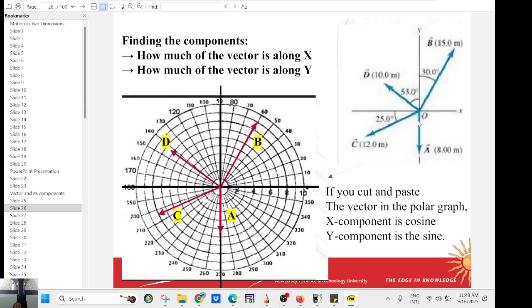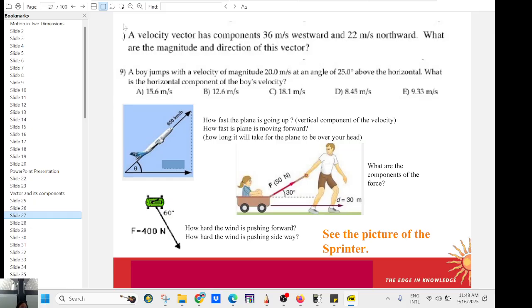What about this one? Does it have an x component? Does it have a y component? Which is what? Negative 8. Minus 8, right? Because sine 270 is 0. Okay, so just to practice, let's do this one.